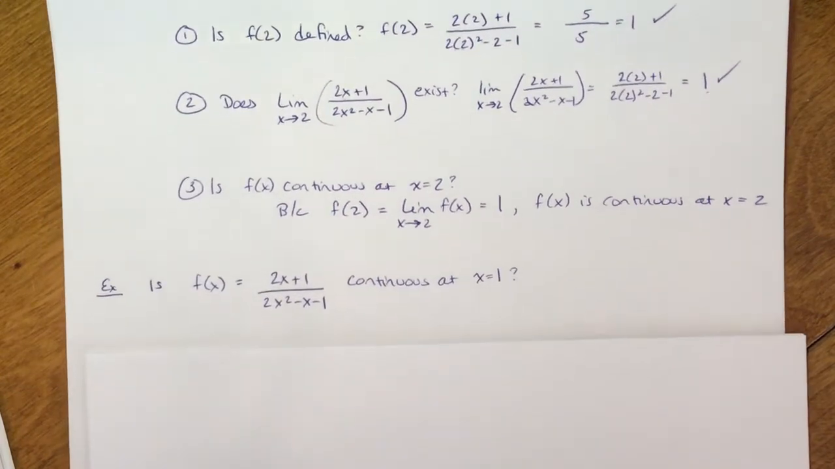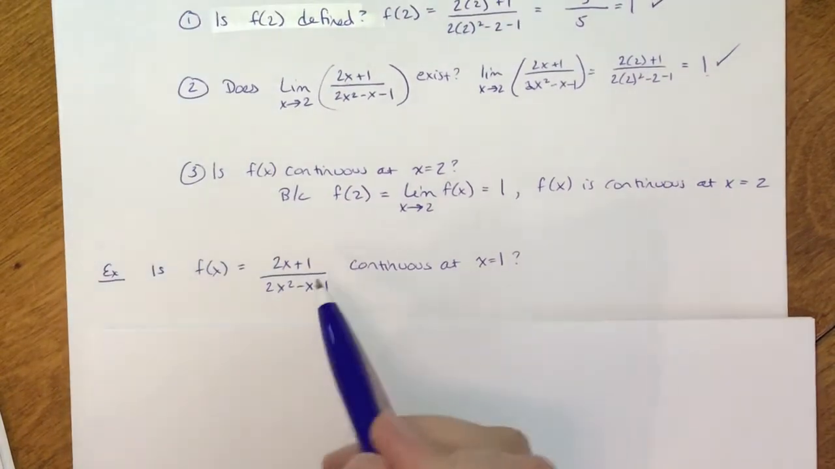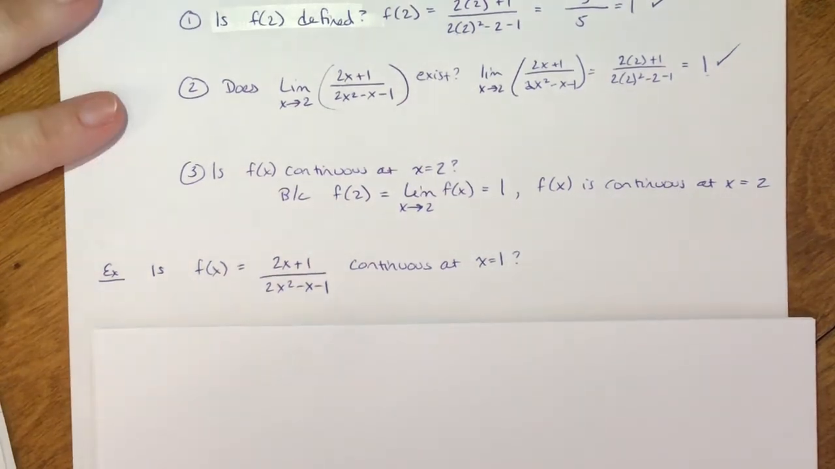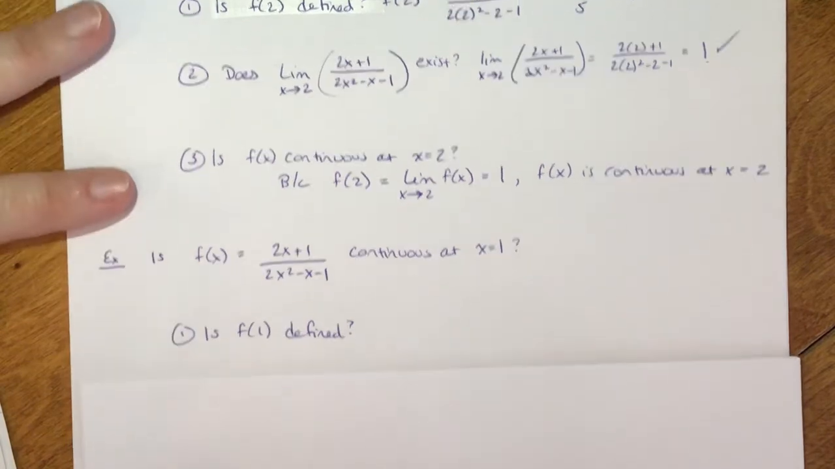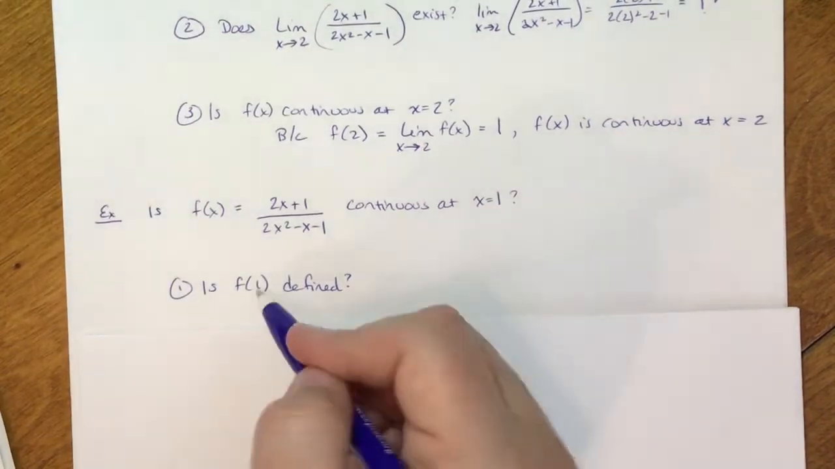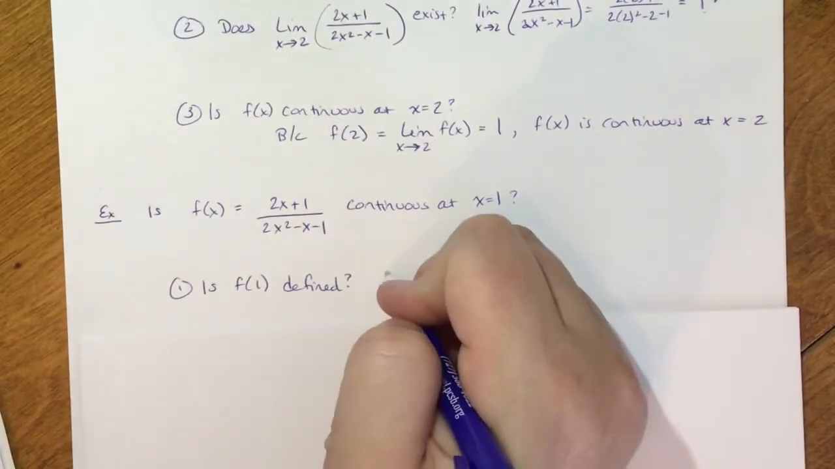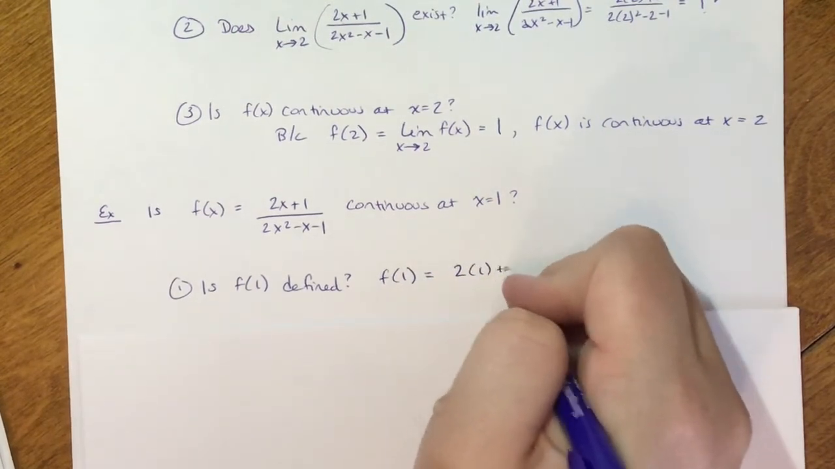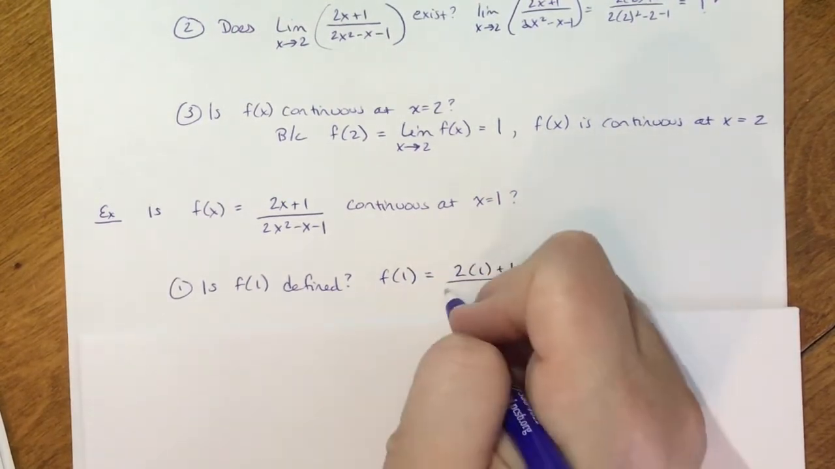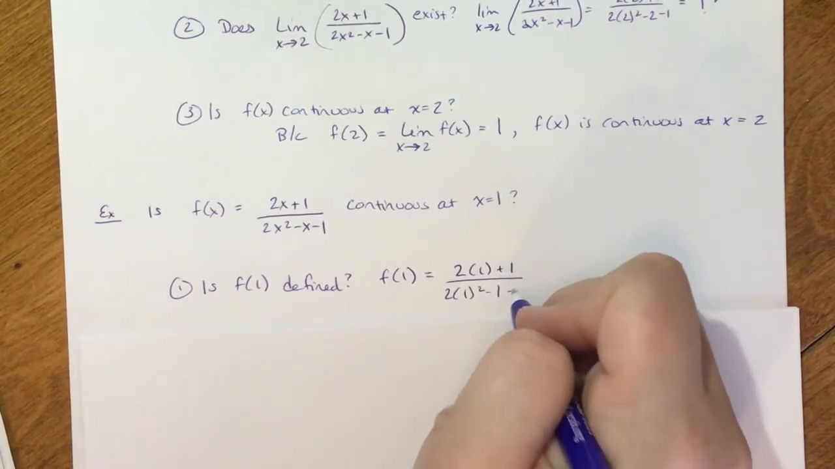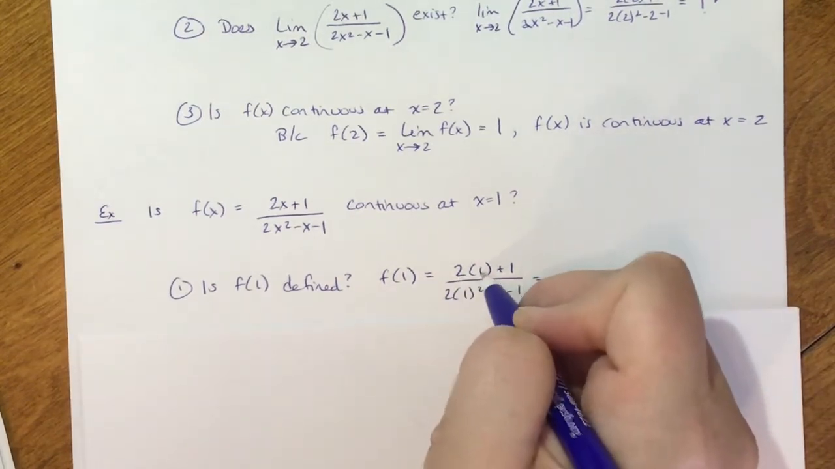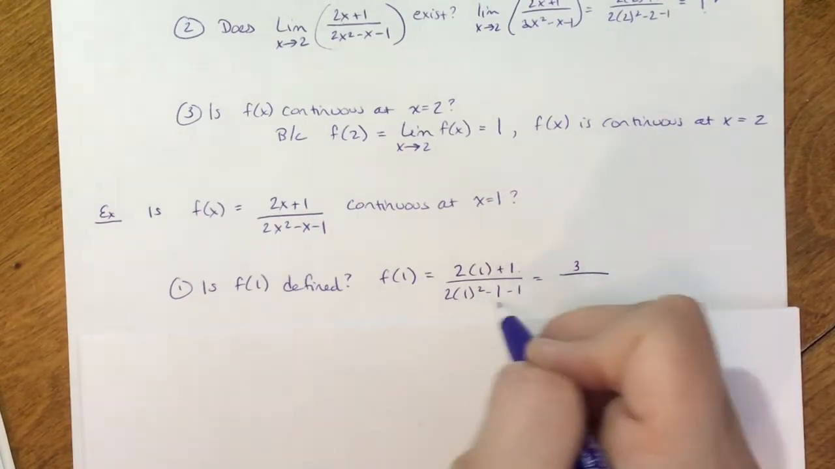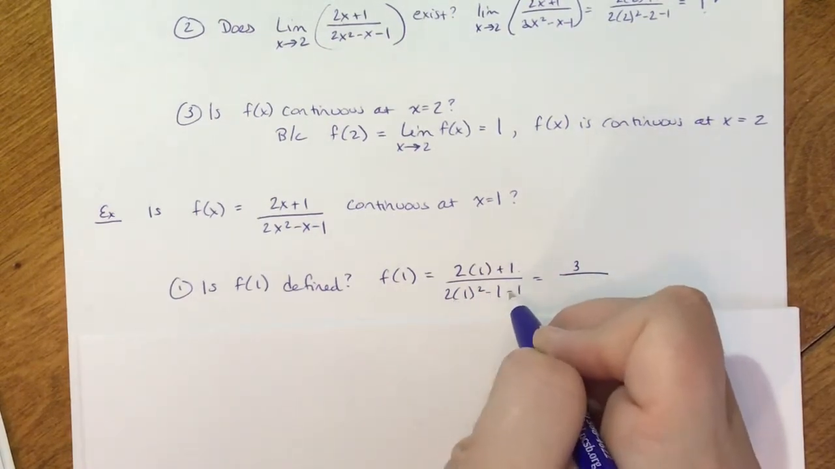Okay, next example. Notice that we have the same function, but this time we're asking, is it continuous at x equals 1? So let's try it. Again, we've got a 3-part check here. Is f of 1 defined? So I literally want to see the value of my function when x equals 1: 2 times 1 plus 1 over 2 times 1 squared minus 1 minus 1. So we get 2 plus 1 gives me 3. 1 squared is 1 times 2, so 2 minus 1 minus 1.